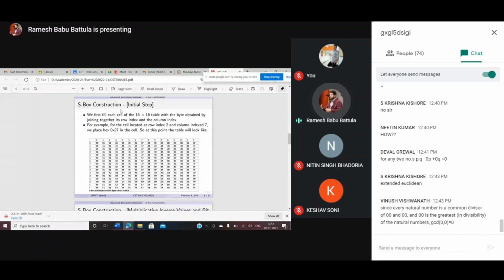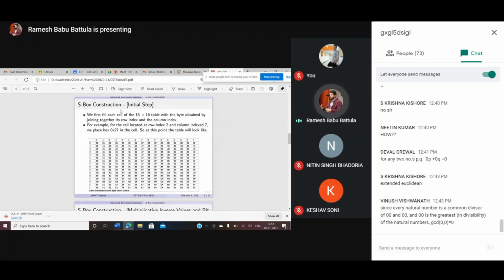Again, I am coming to you. You want to perform the substitute byte operation. You require one lookup table. Its size is going to be 16 by 16 values. 16 by 16 means how many values are there? 256 values. The numbers used for column indexing and row indexing run from 0 to F.